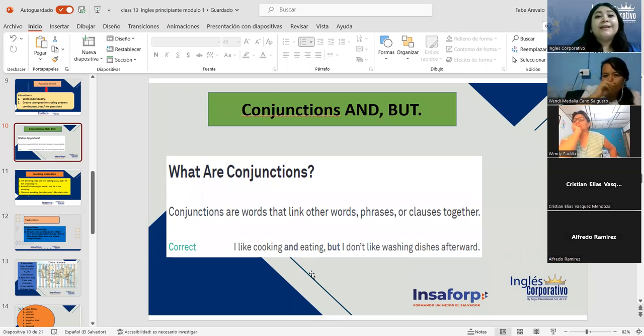I like cooking and eating. Y luego, I don't like washing dishes afterward. Pero, el but. Pero no me gusta lavar los trastes después de eso, right? So, I think all of us can relate. What does it mean? After work. Luego, o después. Right, excellent, thank you. No more questions about the conjunctions.